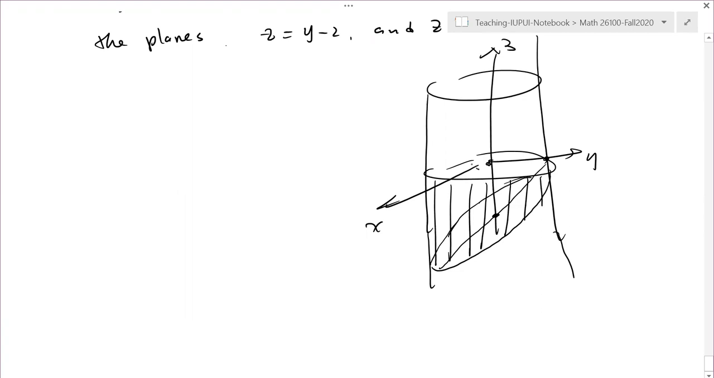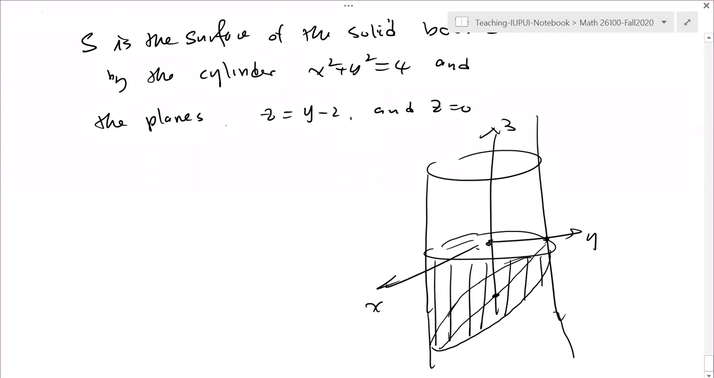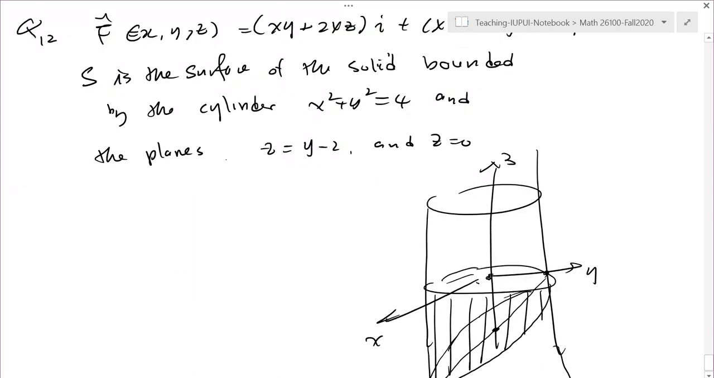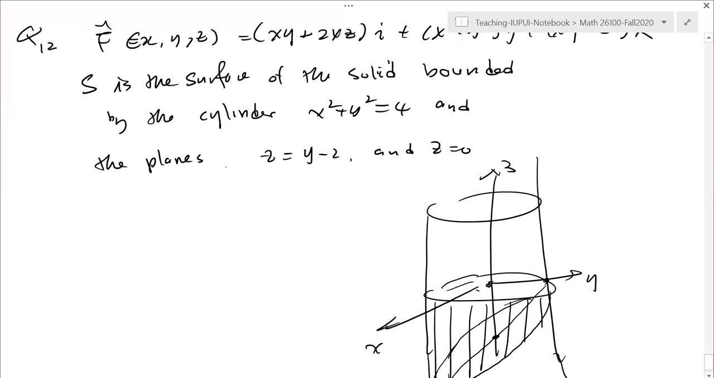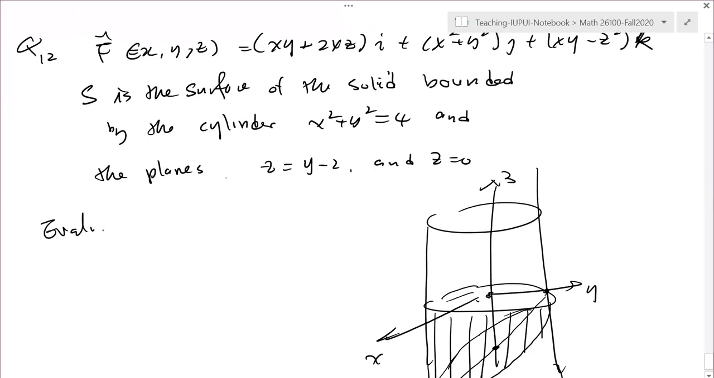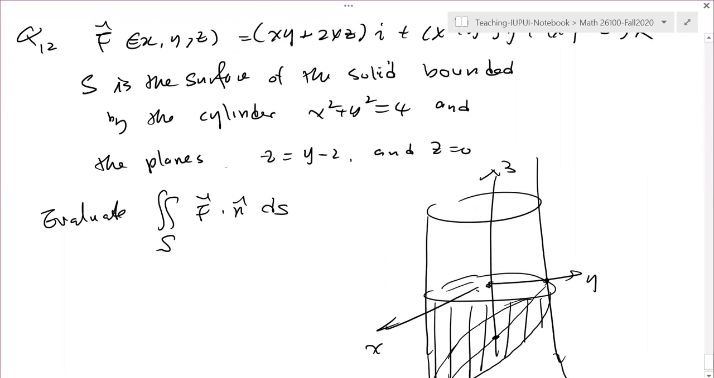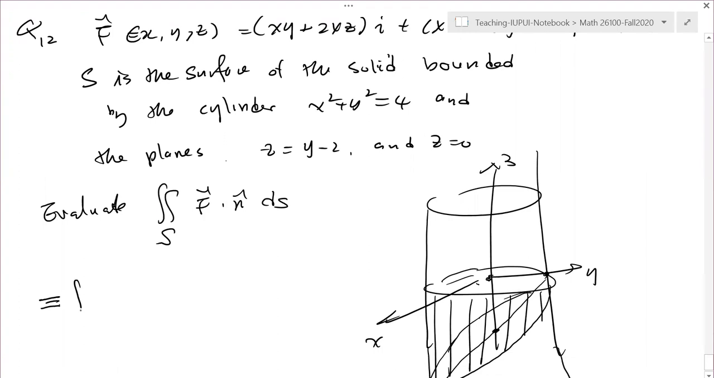So the surface is a closed surface, but consists of 3 pieces. Okay, so if you want to evaluate this integral, I think it's better to use the divergence theorem. Okay, so use the divergence theorem, you can get a triple integral of the divergence of F dV. So let's calculate the divergence of F.